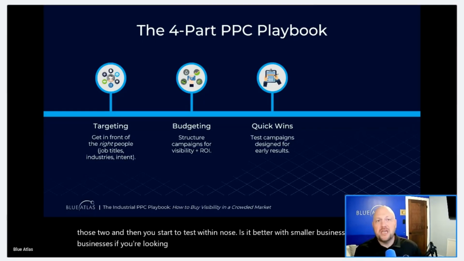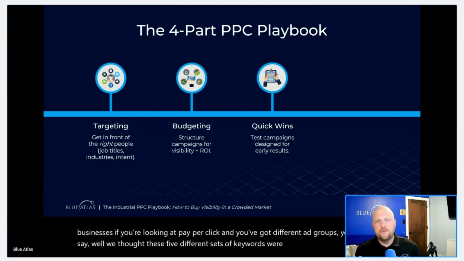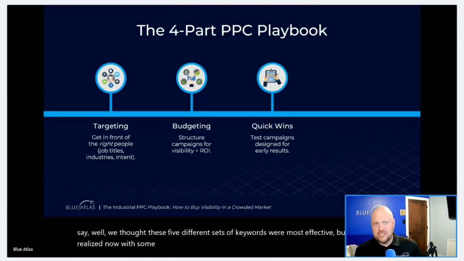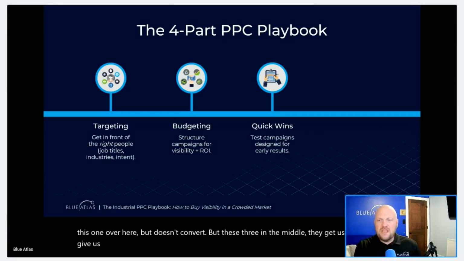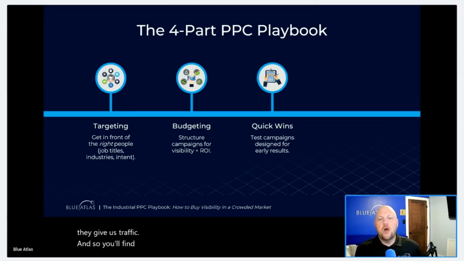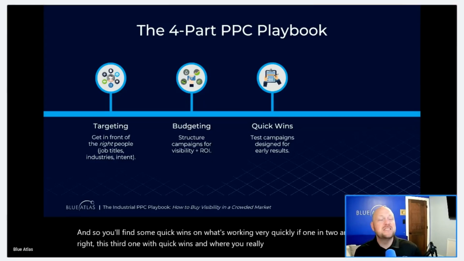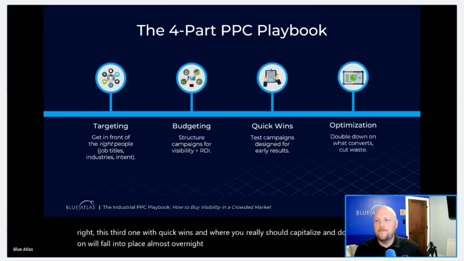If you're looking at pay-per-click and you've got different ad groups, you might say, well, we thought these 5 different sets of keywords were most effective, but we've realized now with some data, no one's searching for this one over here. Everyone's searching for this one over here, but doesn't convert. But these 3 in the middle, they get us leads. They get us traffic. And so you'll find some quick wins on what's working very quickly. If 1 and 2 are done right, this third one with quick wins and where you really should capitalize and double down on will fall into place almost overnight automatically.